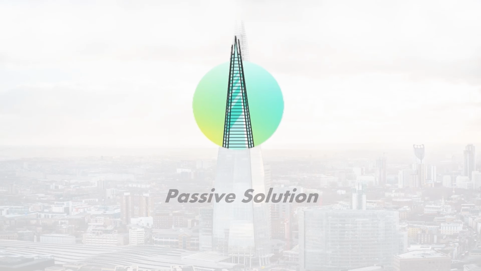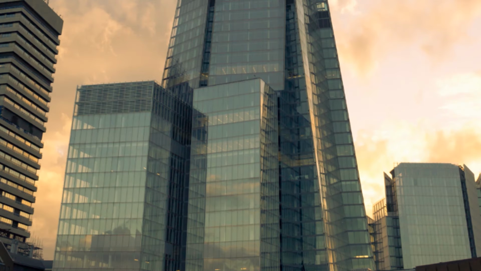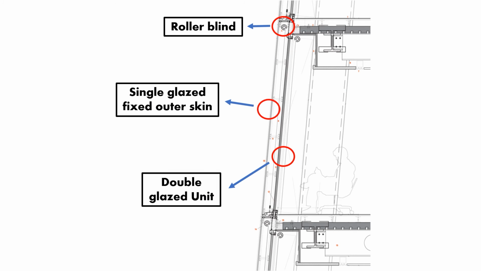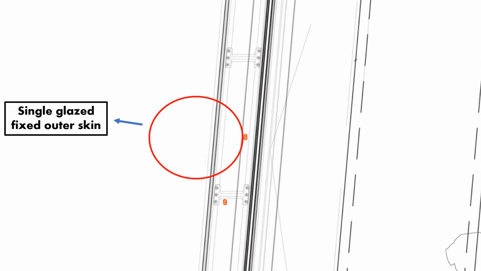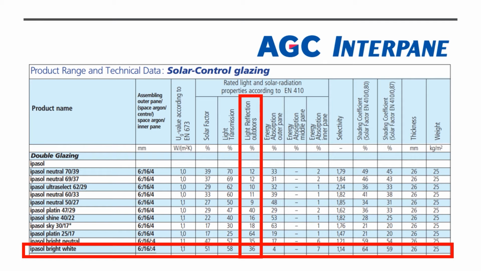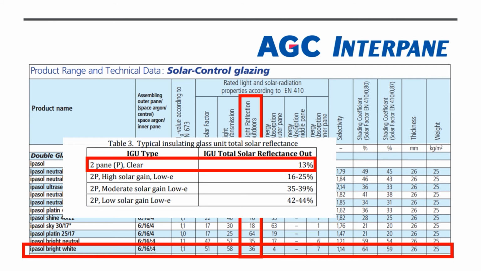First, let's talk about passive solution for heat control of the building. There are 3 points related to solar radiation reduction. First, single glaze fixed outer skin. To reduce solar radiation, outer glass panel is coated by epoxy bright white to increase sunlight reflection to 36%, compared to normal glass at 13% reflection.